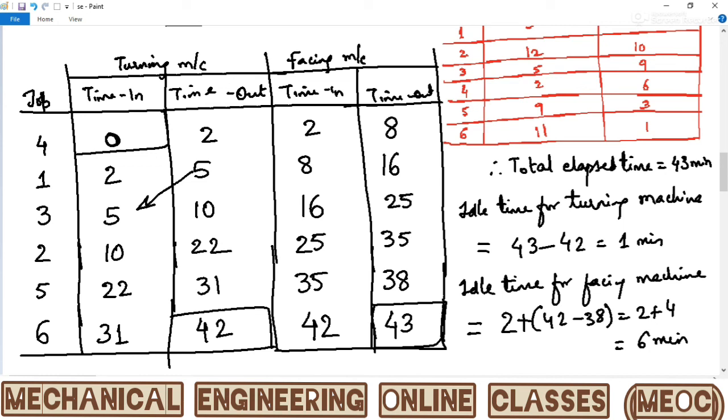And sometimes it is also possible for us to have multiple optimum sequences. For multiple optimum sequences, we have to write down the different sequences and the table, time in, time out and idle times for the different optimum sequences. But the total elapsed time will be the same, and even the idle times also will be the same. So in case I solve that problem, I'll put that link in the description of this video.